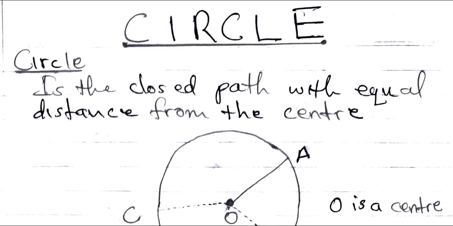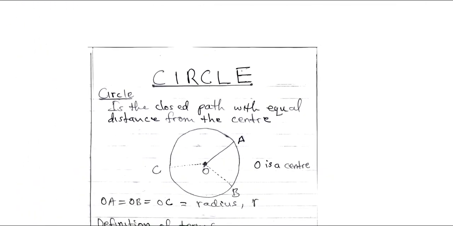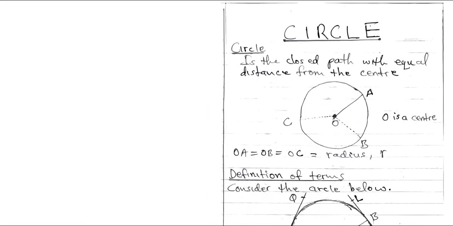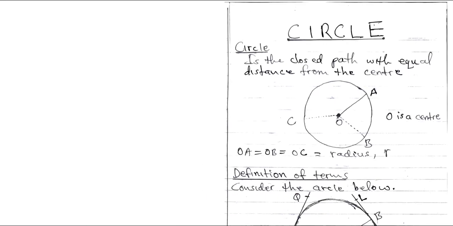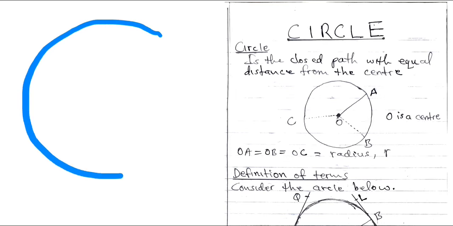Let us start. Okay, first of all, you have to understand the concept of cycle. What is a cycle? A cycle is a circular path with equal distance from the center, or we say it is a closed path which is equal distance from the center. As you see, this is a closed path, but in order to be a cycle, it must have equal distance from the center.